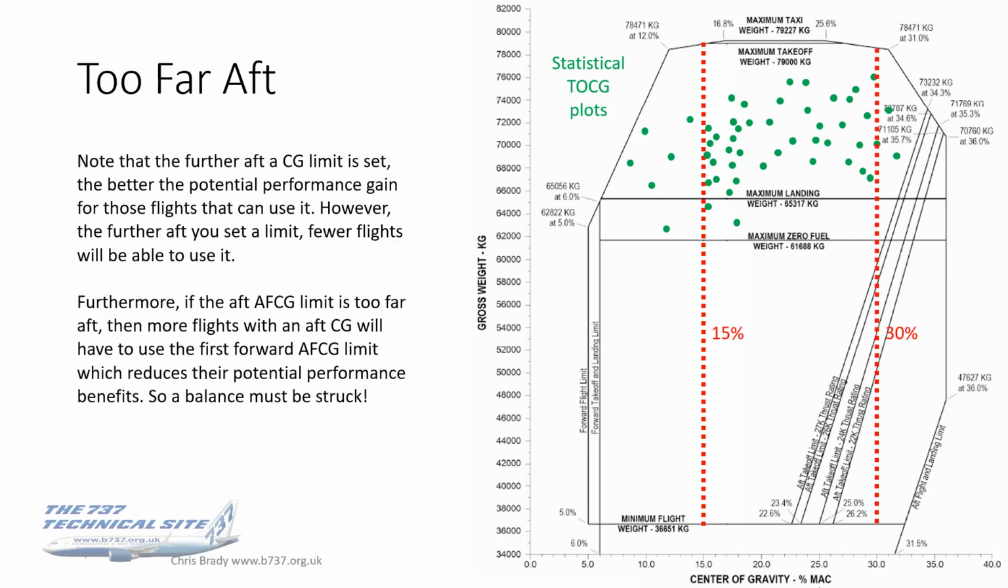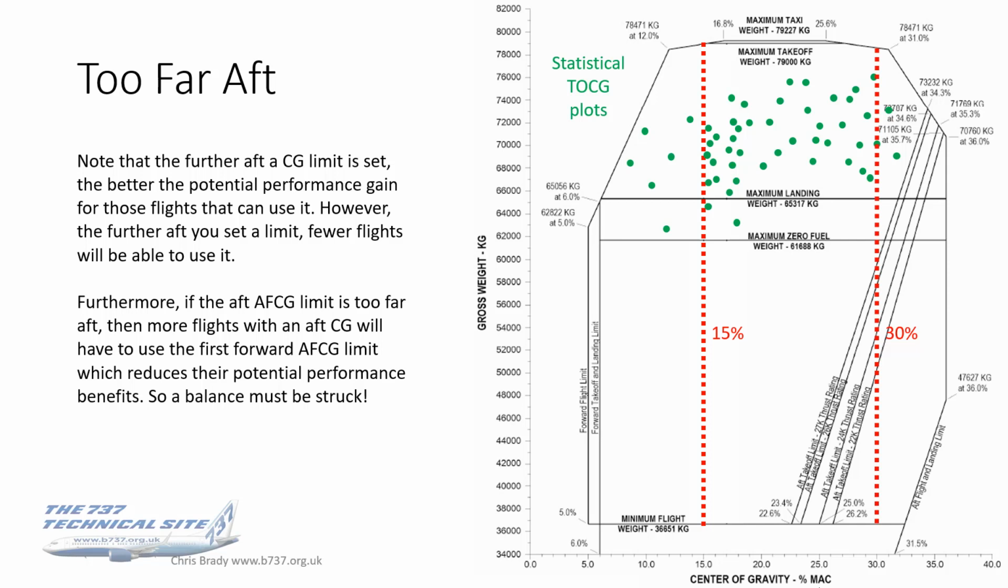Now, note that the further aft a CG limit is set, as in this particular example where I've pushed it right back to 30%, yes, the better the potential performance gains for those flights that can use it. However, the further aft you set a limit, the fewer flights will be able to use it. So here, only 2 flights can use that 30% limit, but those 2 flights will have enormous performance gains.